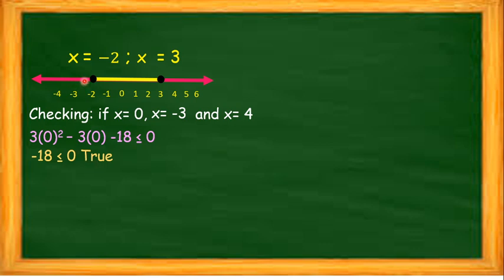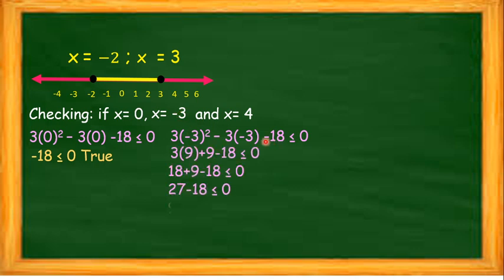What about the other solutions here? Okay, so let's try negative 3. That is found at the left side of the critical point negative 2. By substituting negative 3 into the original equation, we get 9. Is 9 less than or equal to 0? No, it's false. Therefore, negative 3 is not included in the solution set.